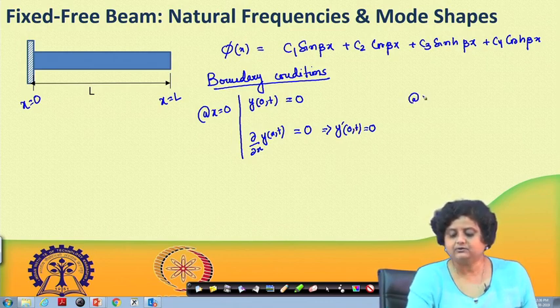So, let us look into the next set of boundary conditions, that is at x equal to L.